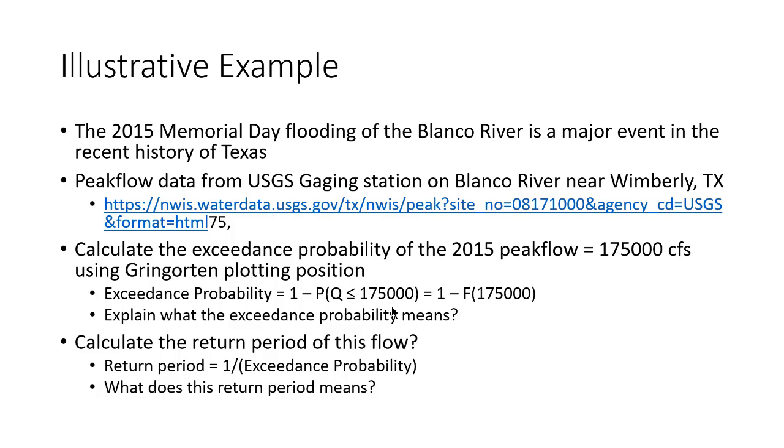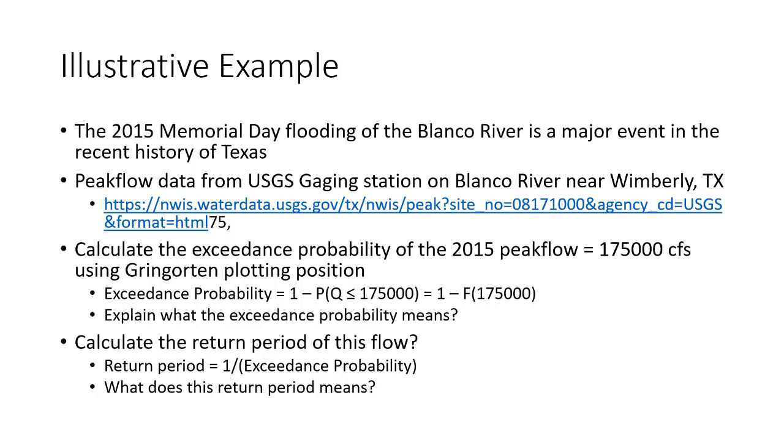So the return period is what gives us that information, and the return period is nothing but 1 over the exceedance probability. We first calculate the cumulative distribution function, or the cumulative probability F. 1 minus F gives us the exceedance probability, and 1 over the exceedance probability gives us the return period. So that's how we calculate return period.